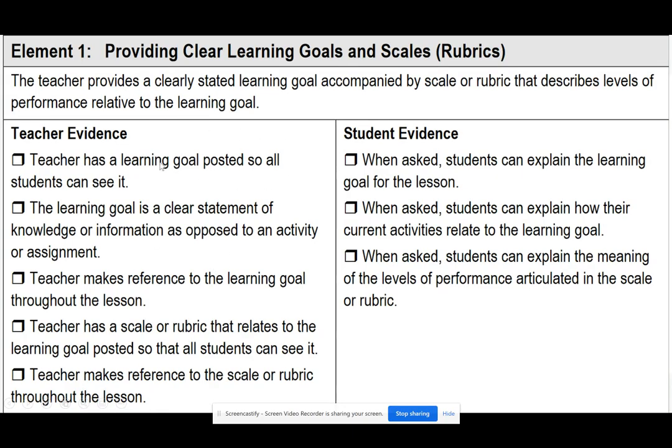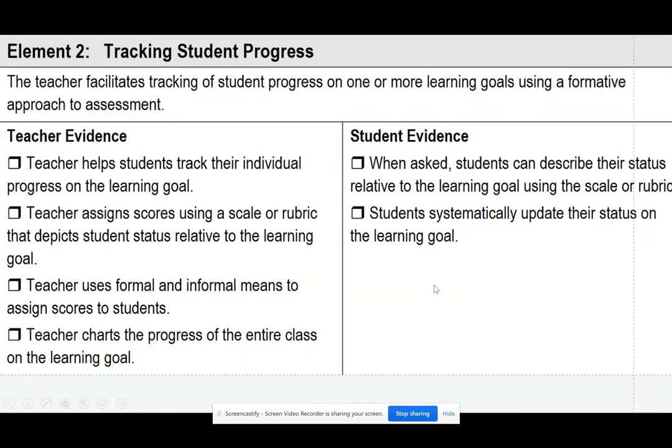So the teacher should have a learning goal posted, and students should be able to explain that learning goal for the lesson. Second, teachers can track student progress individually and chart the progress of the entire class. Students should be able to update their status and describe their status.